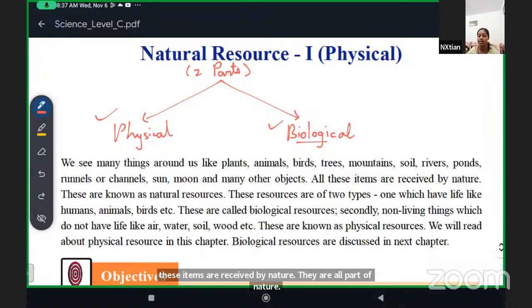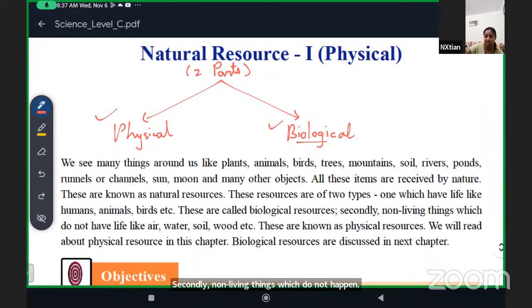Now, these are all of two types. One, which have life, like humans, animals, birds, etc. Secondly, non-living things which do not have life, like air, water, soil, food, etc. So the living things are known as biological resources. And things which do not have life are known as physical resources. So this chapter is about the physical resources, that is, the things which do not have life.